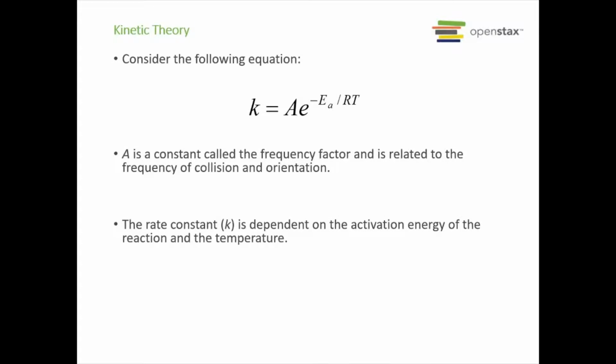So let's look at this equation here. K is equal to A e, and that is just the normal e in your calculator, to the negative activation energy over RT. This is called the Arrhenius equation. Good old Arrhenius. And that's really what we're after here. A is a constant called the frequency factor, and this really just depends on the reaction you're looking at. It's related to the frequency of collision and the orientation. A lot of times it equals 1, and we'll look at it later. The rate constant, that is the same K that we have talked about, our good old rate constant. It is dependent on the activation energy of the reaction and the temperature.